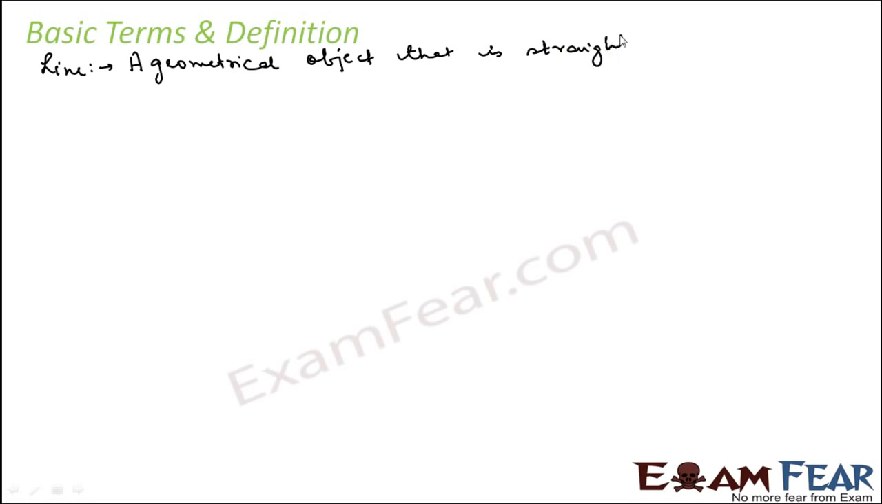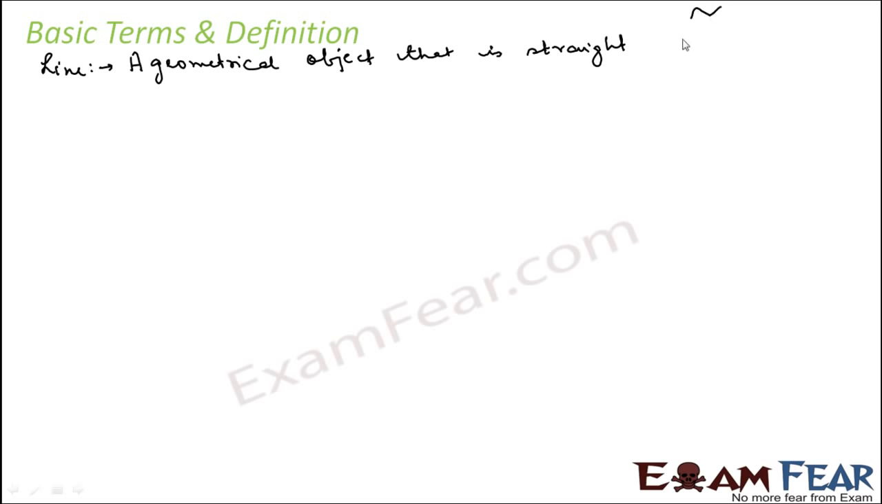So let's learn a few terms and definitions before we proceed with the chapter. As I told you, we'll study line, ray, line segment. Let's write a few terms and definitions. Line: I'll write the formal definition for you. A line is a geometrical object that is straight. When I say line, I mean a straight line.